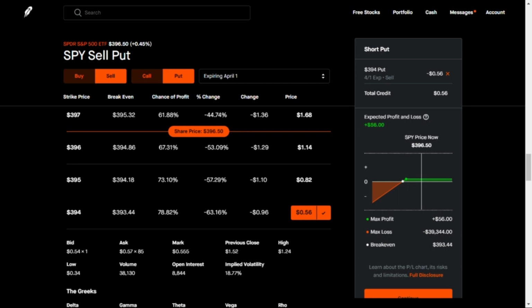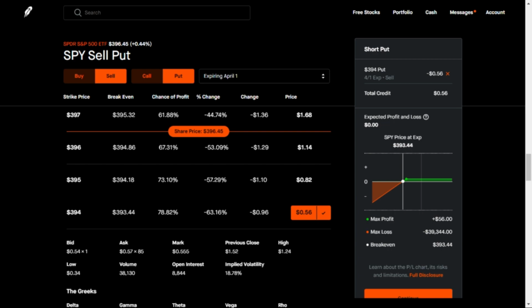I mean, this is saying that your max loss is $39,344, but that's incorrect because you're not losing anything. Now, you are purchasing shares, but that doesn't mean that you're losing money. You're exchanging, well, you're honoring the contract. You're exchanging funds for actual equity, okay?